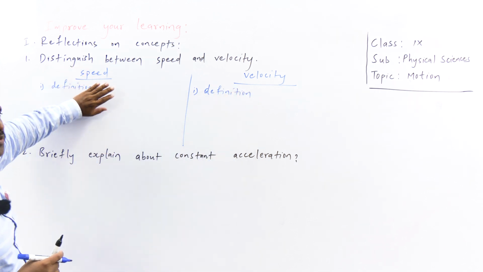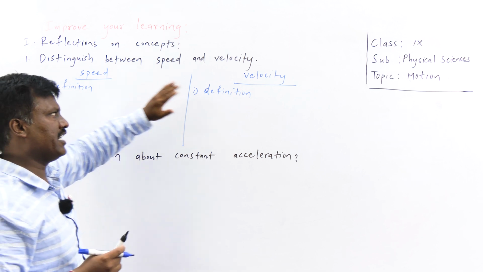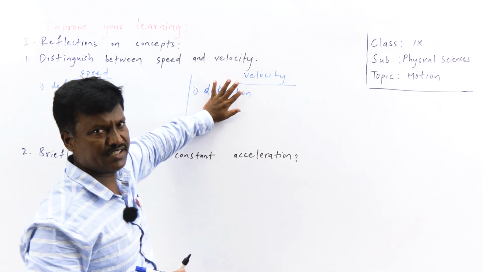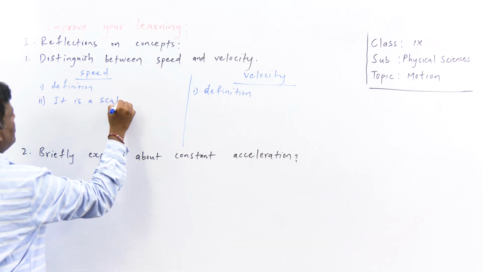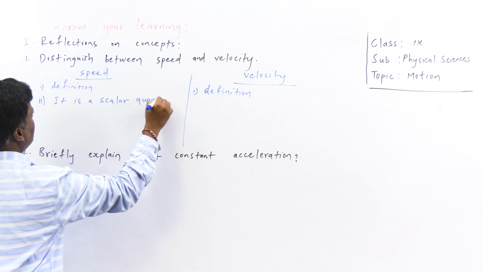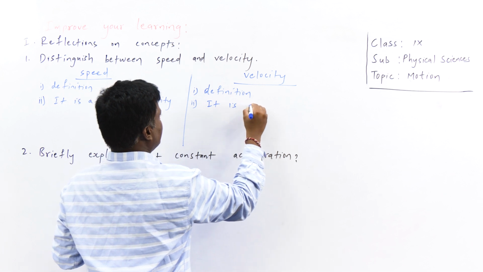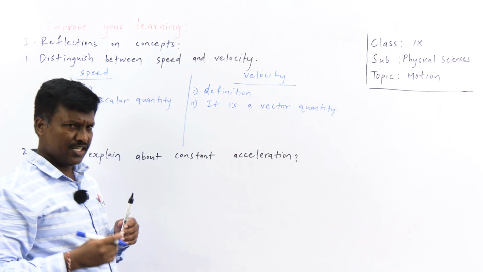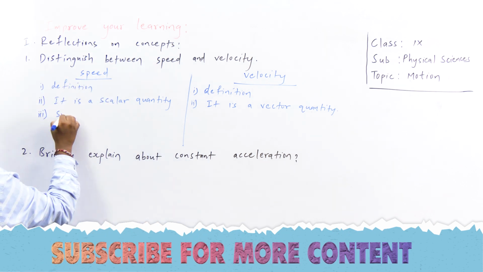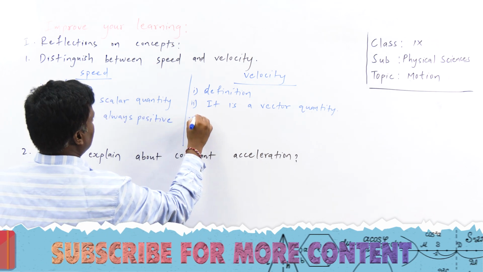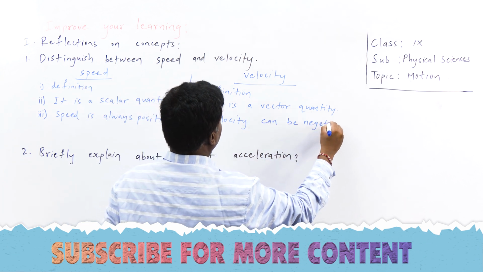What is the definition of speed? The rate at which an object covers a distance is called speed. The rate of change of displacement is called velocity. The second important thing: speed is a scalar quantity because it has no direction to describe, but velocity is a vector quantity. If you have watched the videos, can you guess the next point? Yes, speed is always positive, but velocity can be negative also. When displacement is negative, velocity is also negative.